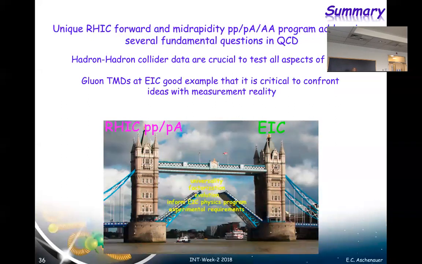So all in all, the RHIC polarized proton-proton program and the EIC program are uniquely tied together by universality, factorization, and evolution, and RHIC has the same kinematics as the EIC. You want to inform your physics program at the EIC with the sizes of the effects so that you can plan your machine properly. Okay, thank you.